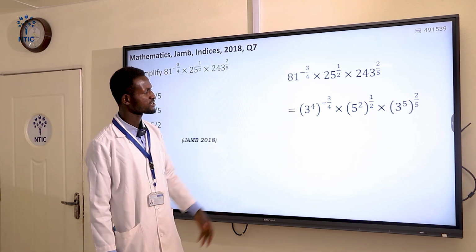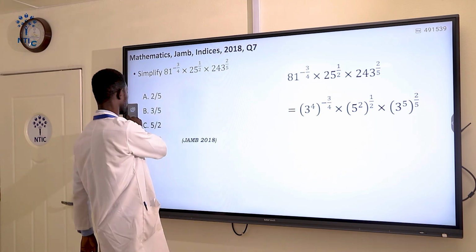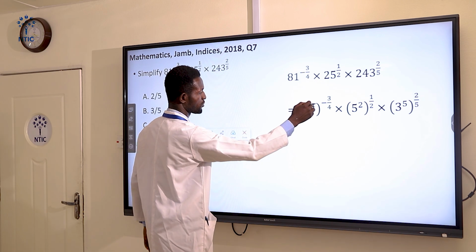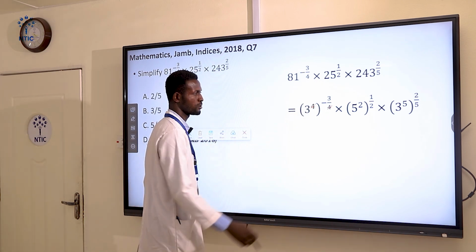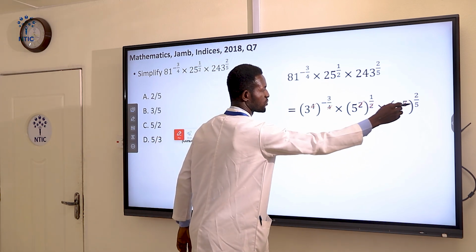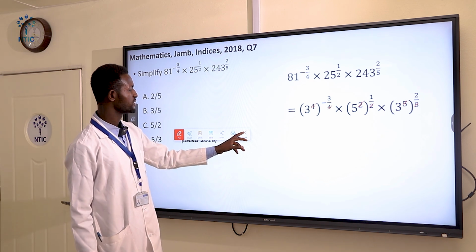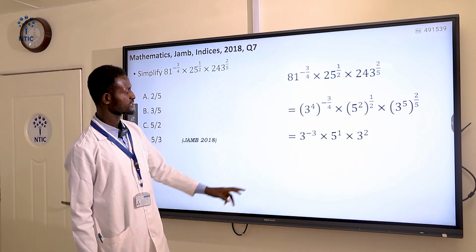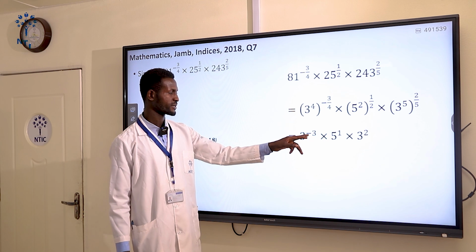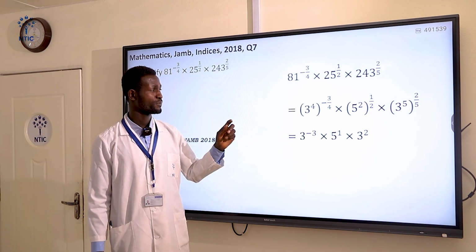Now here we can see that some terms cancel out. We cancel 4, 2 will divide 2, and 5 will divide 5. So after doing this, the result is 3 raised to the power minus 3 times 5 raised to the power 1 times 3 raised to the power 2.